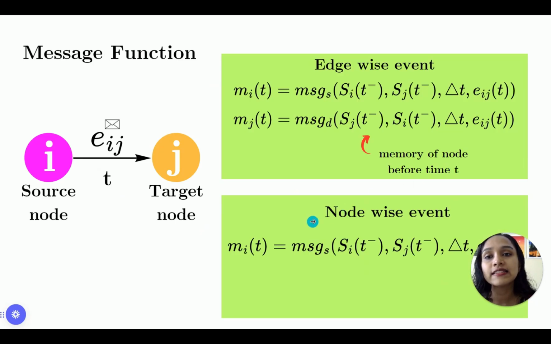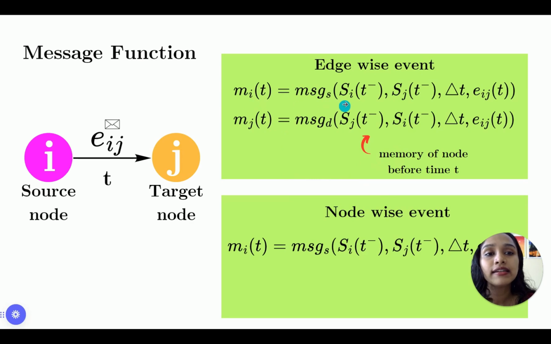The next module of TGN is the message function module. For each event involving node I, a message will be computed and based on that message, the memory of that node will be updated. In a graph, there can be two types of events happening: either an edge-wise event, or interaction event, which is the interaction of a source node I with a destination node j, forming an edge Eij, or a node-wise event that involves the node.